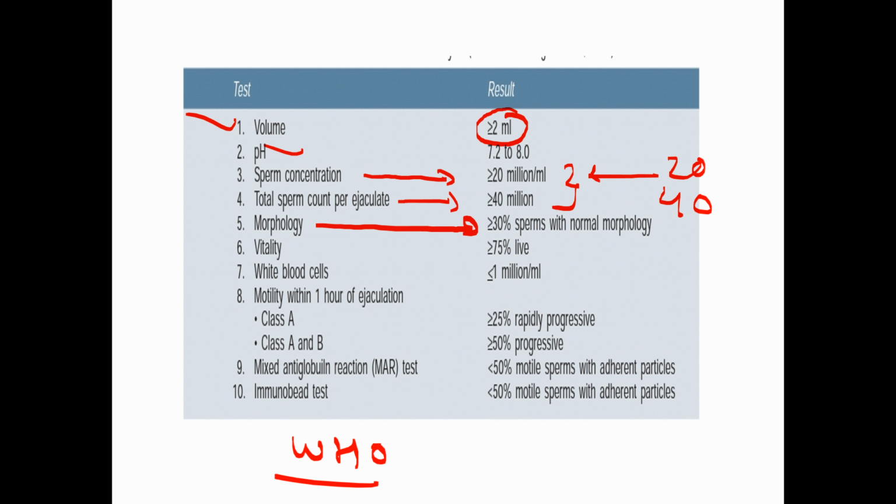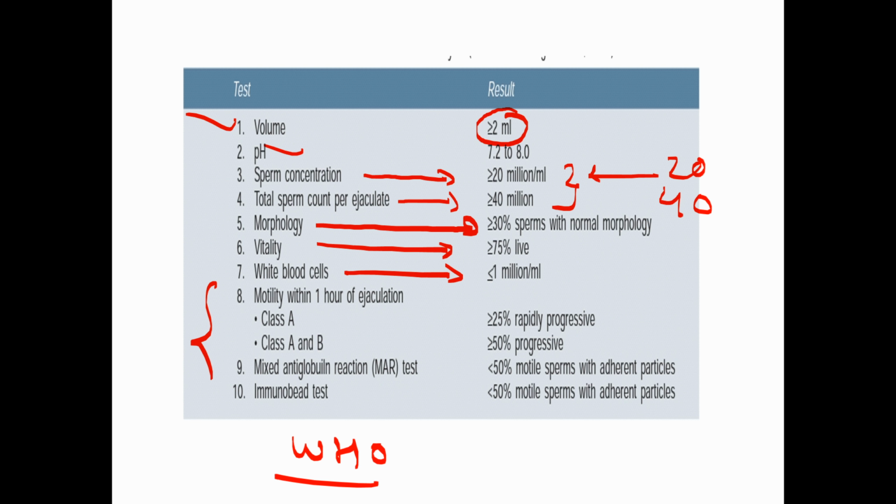More than 30% of sperm must have normal morphology. Vitality is more than 70%, meaning they must be living sperm. Now the WBC count is less than 1 million per ml, and the most important thing is motility.